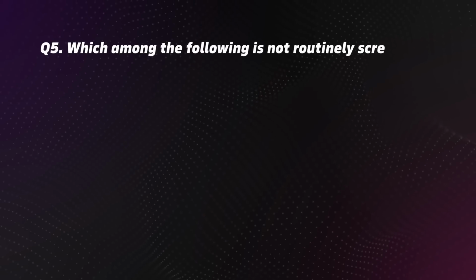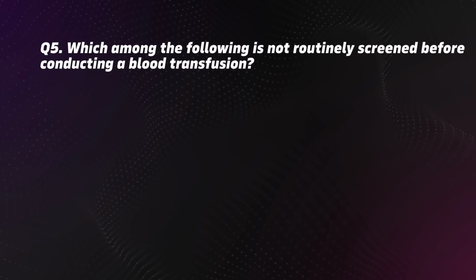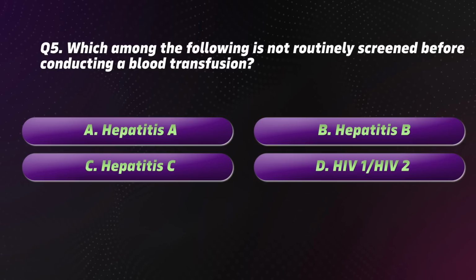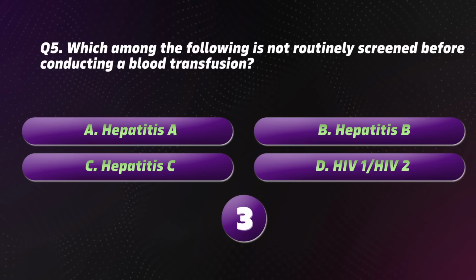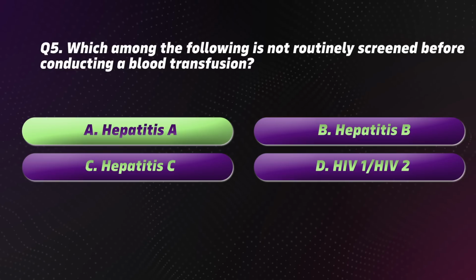Question 5. Which among the following is not routinely screened before conducting a blood transfusion? Here are the options. A. Hepatitis A. B. Hepatitis B. C. Hepatitis C. D. HIV-1, HIV-2. And the correct answer is option A, hepatitis A.